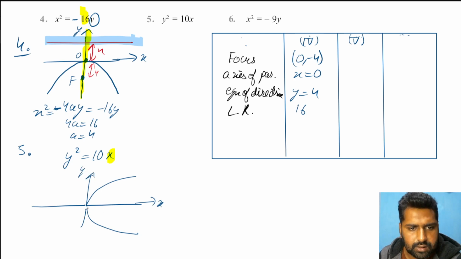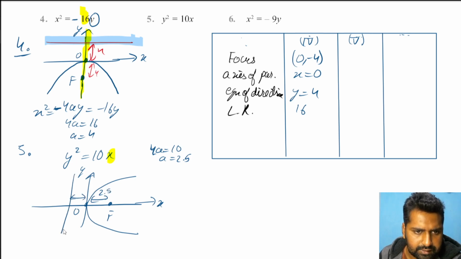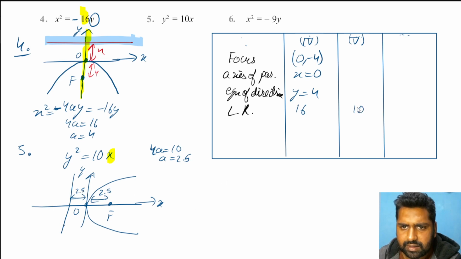X-axis, y-axis, origin. Focus will be inside at a distance a. Let's get the a. 4a has to be compared with 10. So a is 10 by 4, which is 2.5. So this distance is 2.5. Directrix will be here like this at a distance of 2.5. Latus rectum, directly I'll write 10, the coefficient itself of x.